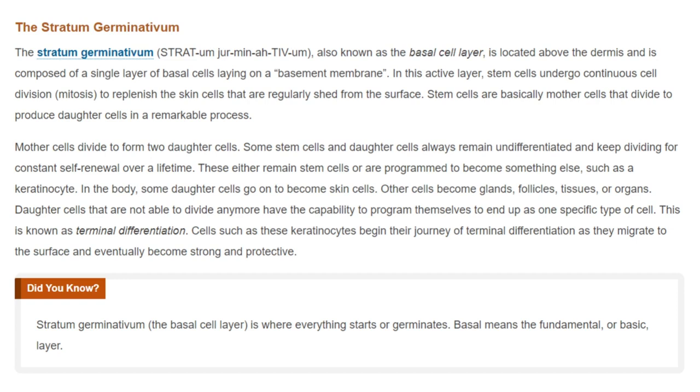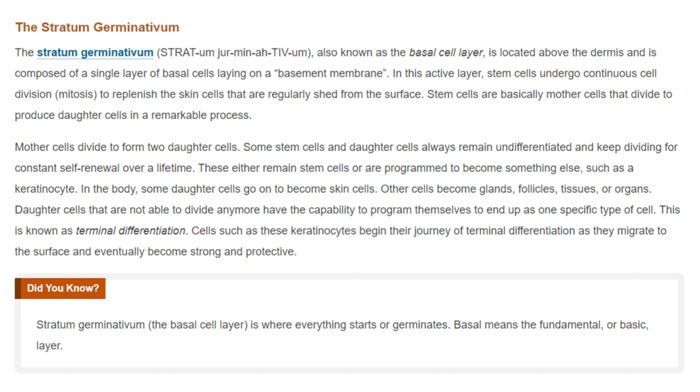The stratum germinativum. The stratum germinativum, also known as the basal cell layer, is located above the dermis and is composed of a single layer of basal cells laying on a basement membrane. In this active layer, stem cells undergo continuous cell division, mitosis, to replenish the skin cells that are regularly shed from the surface. Stem cells are basically mother cells that divide to produce daughter cells in a remarkable process.